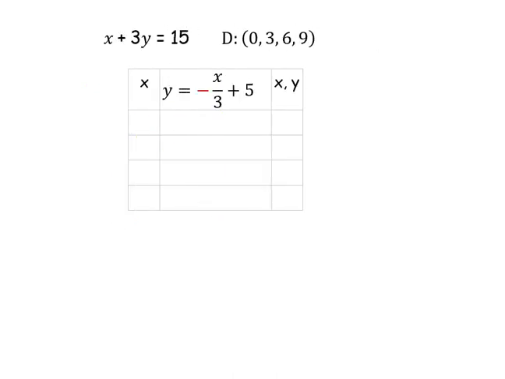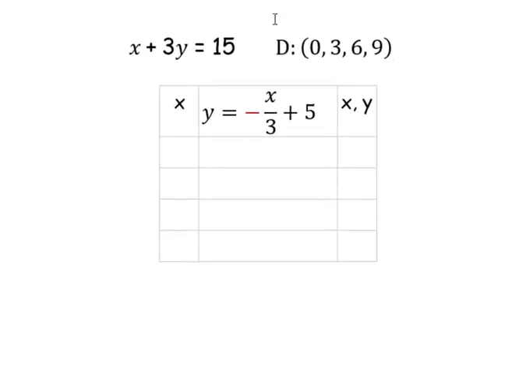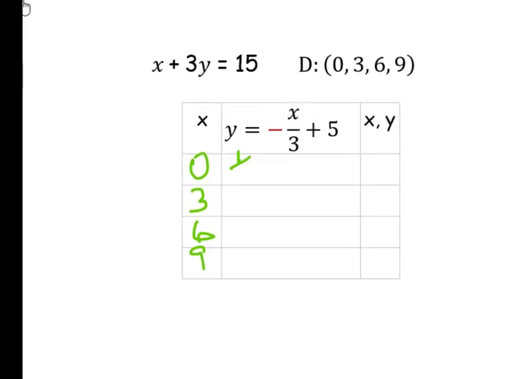All right, so here's our table. Now, we're going to take our domain. Remember that our domain is also our input values, which are the same thing as our x values. So let's put them in here: 0, 3, 6, 9. And basically what I'm going to do with these inputs is put them in everywhere I see an x.